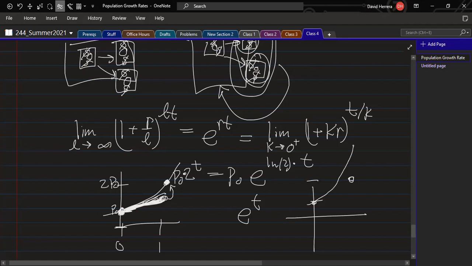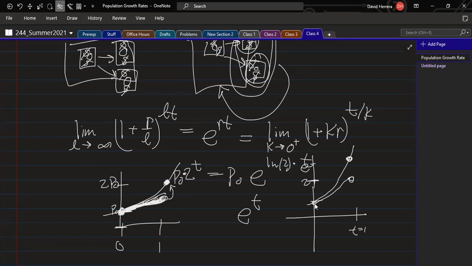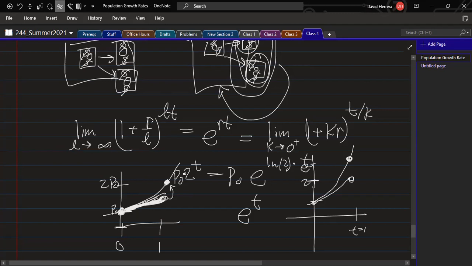Exponential actually goes higher. This is t equals 1. Because remember, if this is 2, what is e? e is about 2.7, so it's actually bigger. And the natural rate of constant 1, if it were simple growth, would go like this. Simple growth rate of 1 goes up like this. But because of compounding, it actually goes higher.